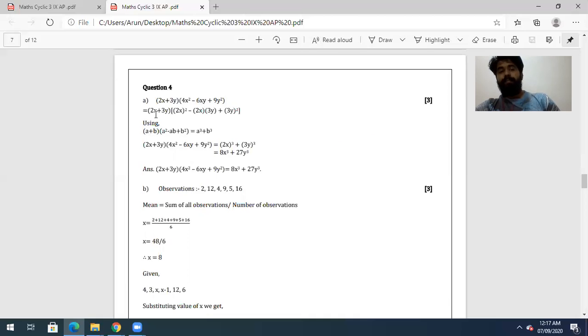So you can compare this in place of 2x if you take a, and in place of 3y if you take b. So this becomes a plus b into a square minus ab plus b square. We know it, a plus b into a square minus ab plus b square is the formula for a cube plus b cube. So 2x plus 3y into 4x square minus 6xy plus 9y square is equal to 2x the whole cube plus 3y the whole cube, which is 8x cube plus 27y cube. So the answer is 8x cube plus 27y cube.